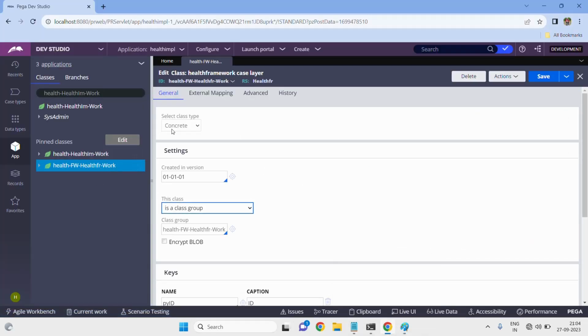The classes which belong to a concrete class and is-a class group only initiate the transaction ID.